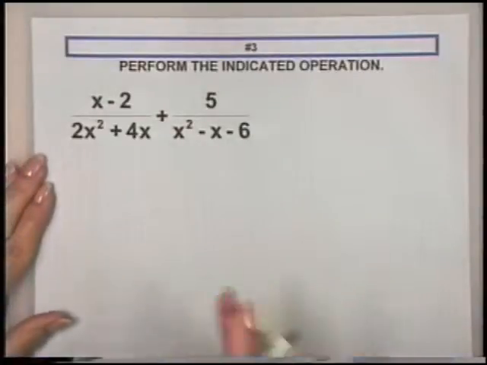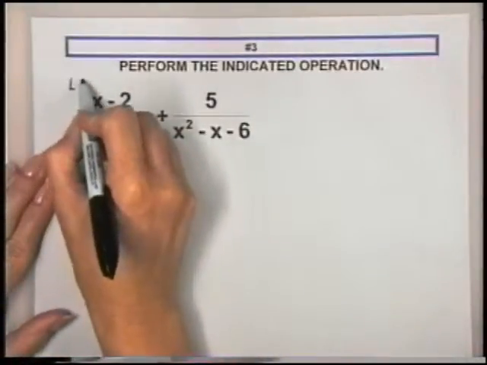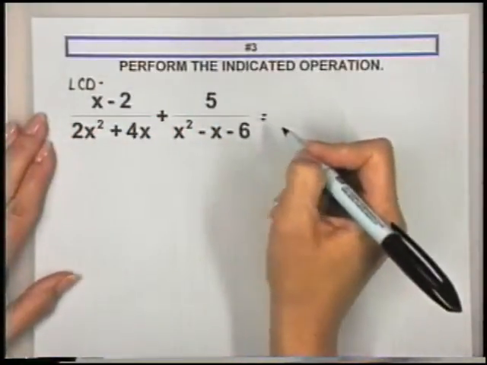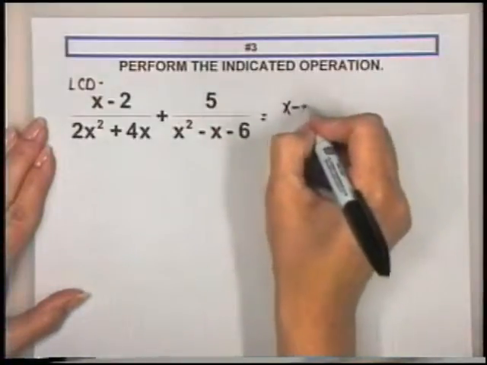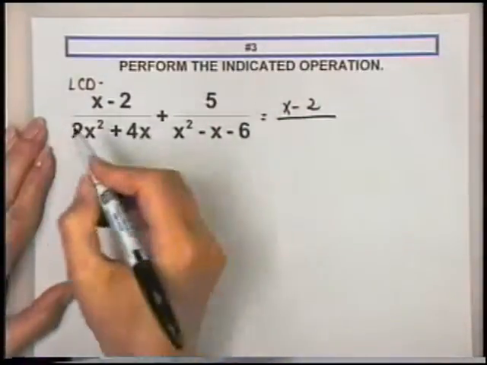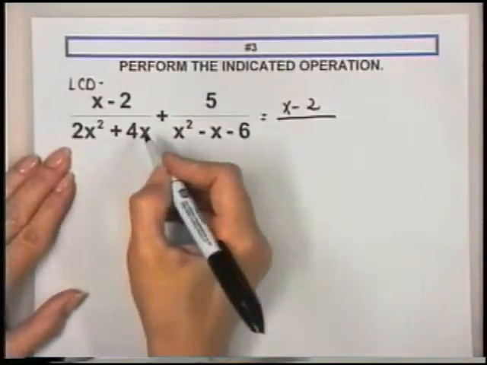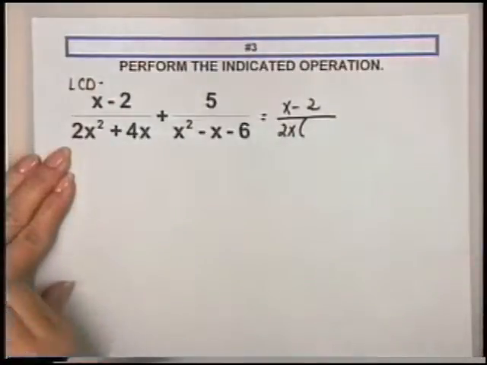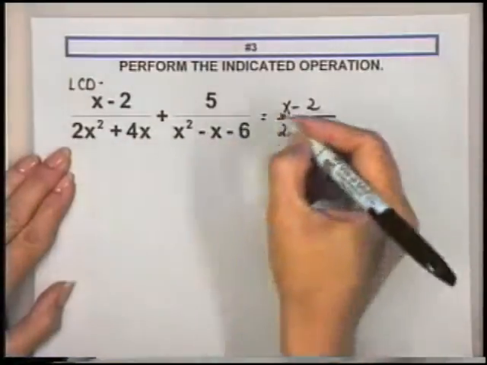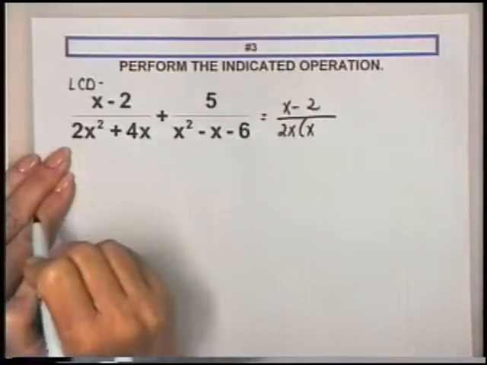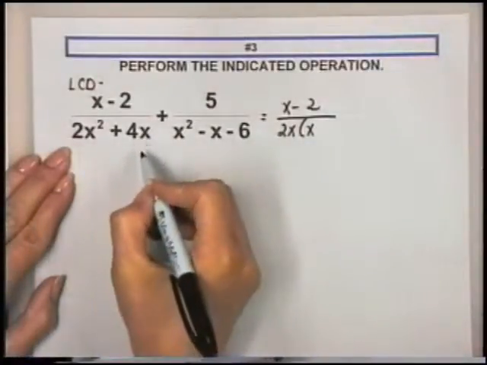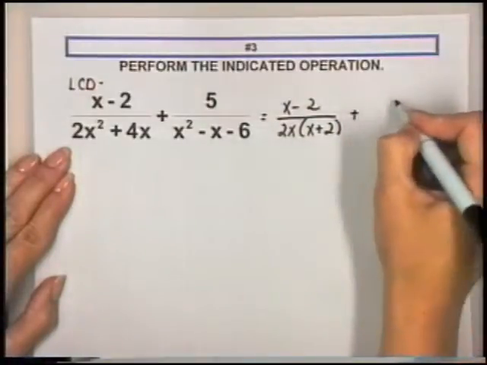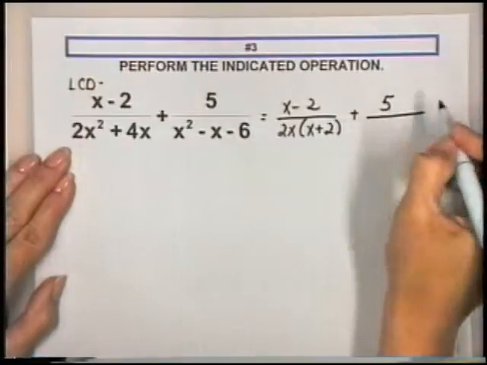The indicated operation is addition. I am adding fractions, so I know I need to find the LCD. Let's rewrite each fraction and let's factor the denominators. On the 2x squared plus 4x, I have a common factor of 2x. When I factor 2x out of 2x squared, I am left with x. When I factor 2x out of 4x, I am left with 2.